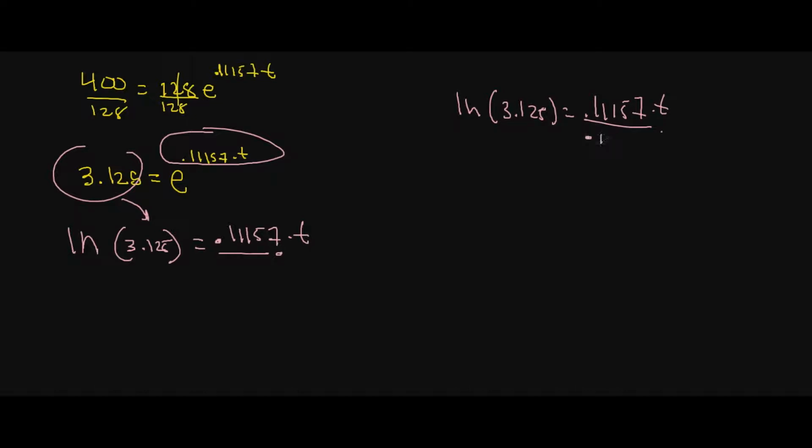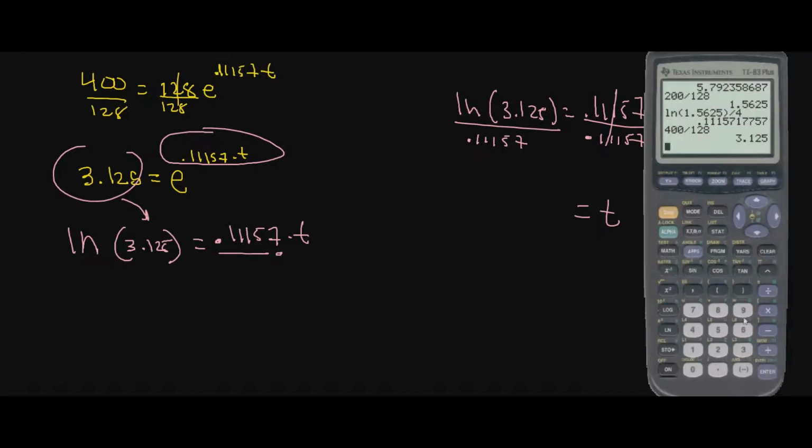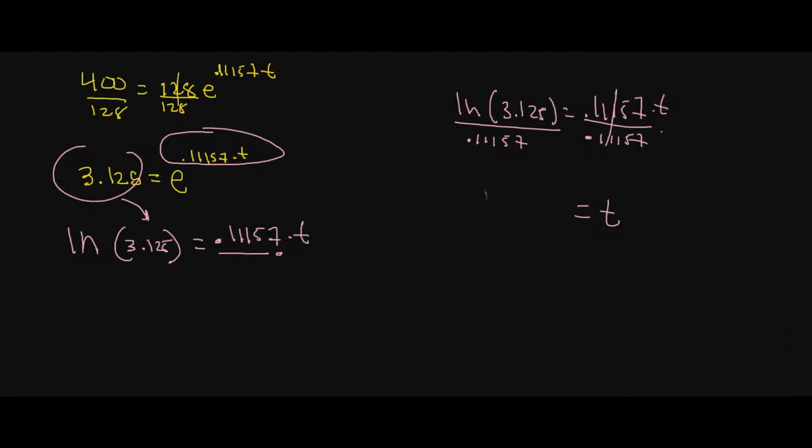Well, what do you do to get rid of this? We divide it out. Divide 0.1157 from both sides, and we get t is equal to ln of 3.125 divided by 0.1157, and that is 10.21 minutes. So in 10.21 minutes, it's going to grow to 400 colonies.